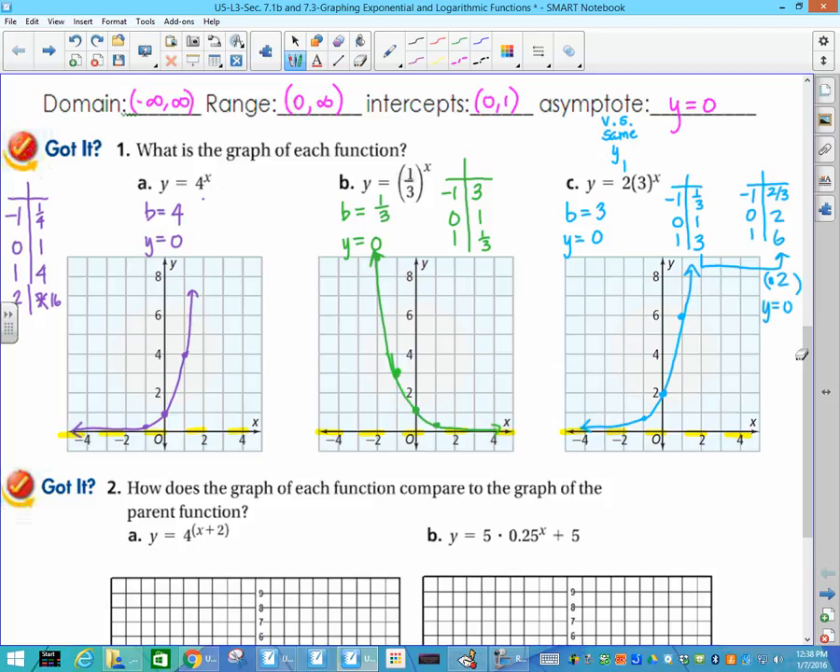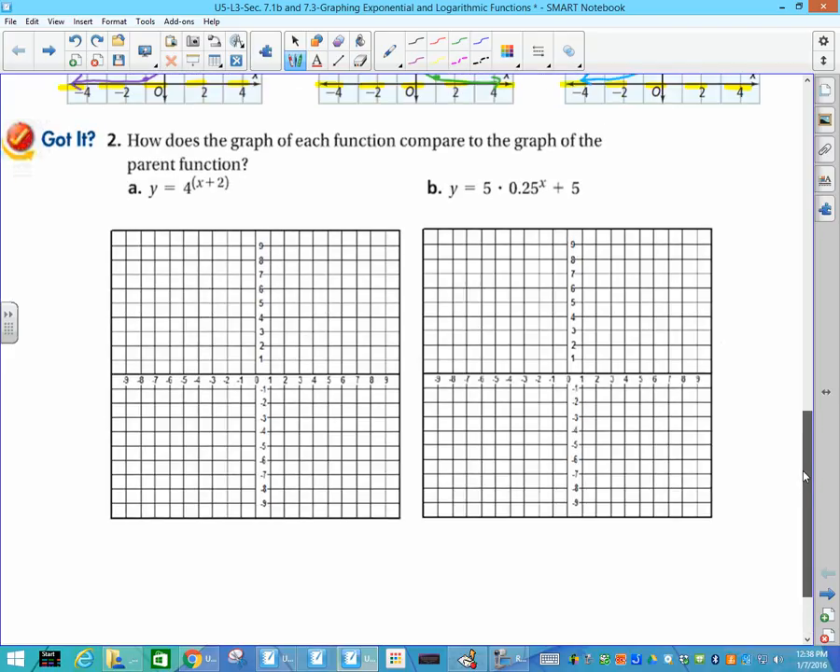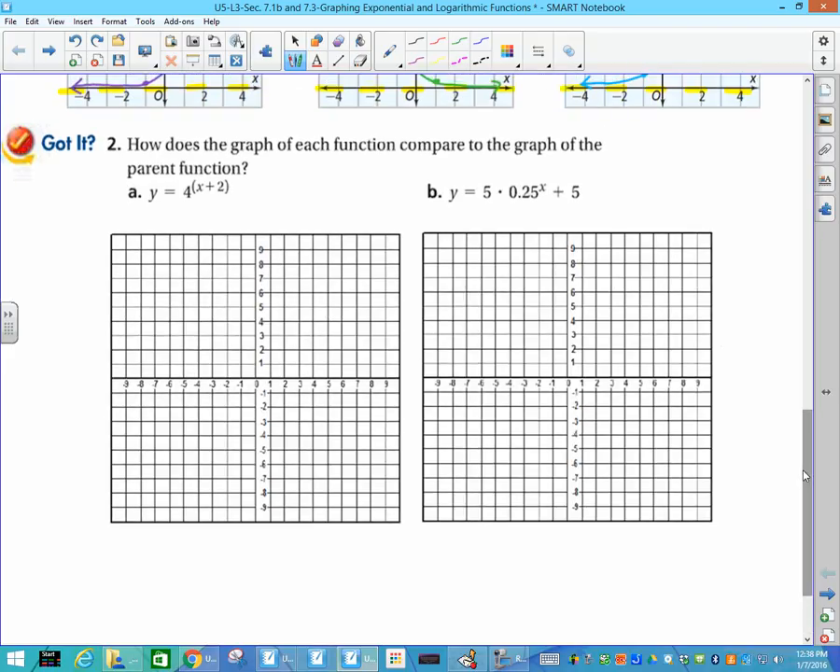Okay, 2 more on our exponential. Just adding a few more changes to it so you can see. All right, so how does the graph of each function compare to the graph of the parent function? We're going to graph it to find out. All right, so what do we do first? I hope you answered: find out what b is, and b is 4.